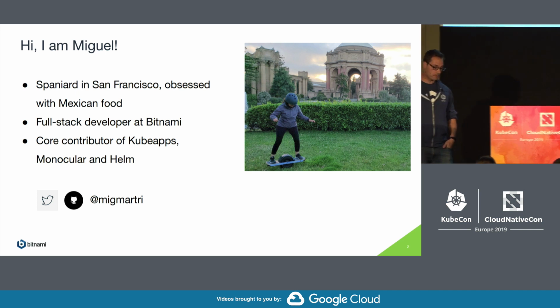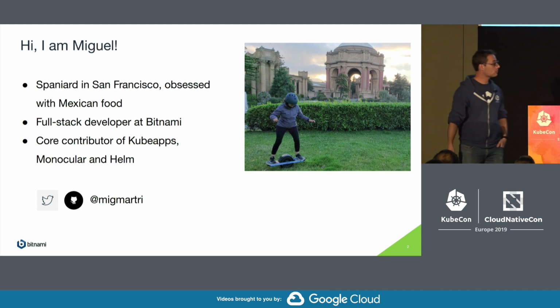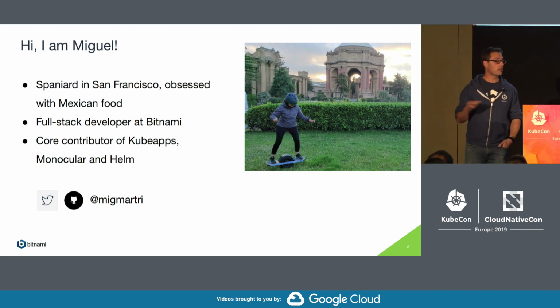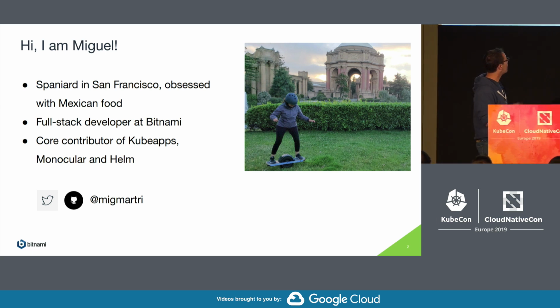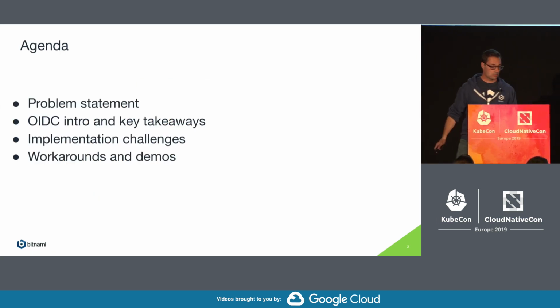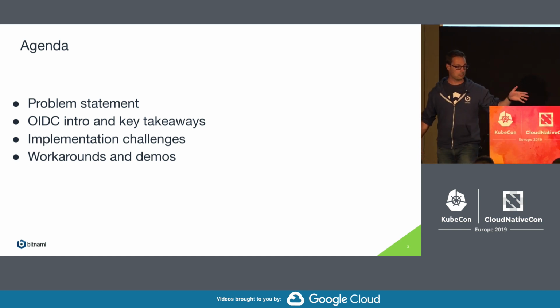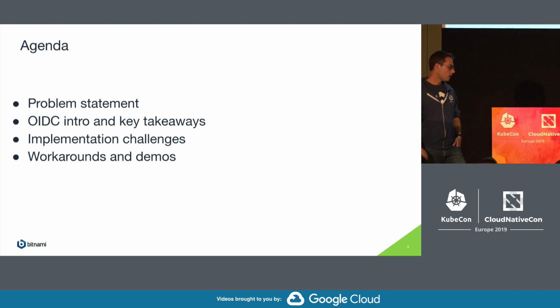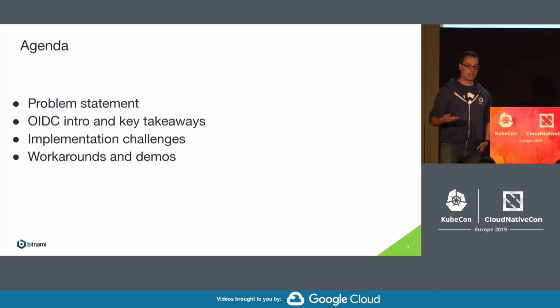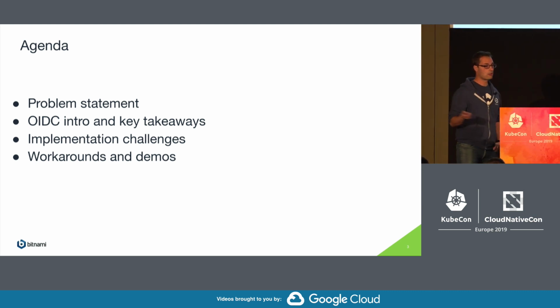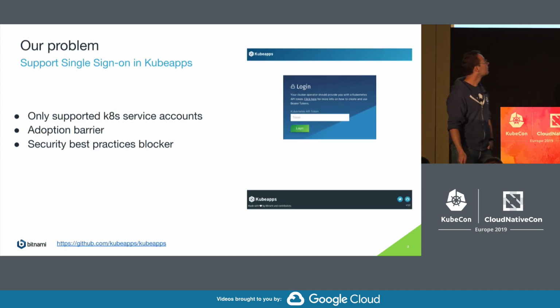Anyway, so I'm a software engineer at Bitnami. As he mentioned, I'm a core contributor at KubeApps, an application dashboard for Kubernetes, Monocular, which is the engine behind Helm Hub, and Helm itself. So the agenda is very straightforward. I'm going to explain the problem that we ran into, give you a couple of takeaways of our journey implementing OIDC and all the challenges that we ran into. And then I'm going to show you a couple of workarounds to basically bypass those limitations.